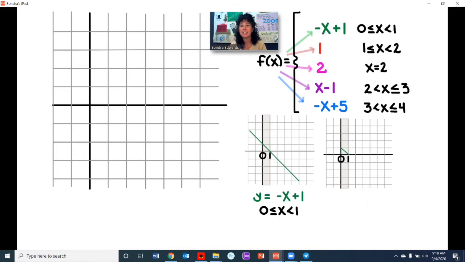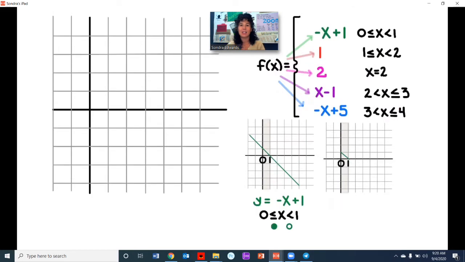But now I need to consider those endpoints. Since we have less than or equal to for the 0, the endpoint on the left is going to be a solid dot, and then plain less than 1, that's going to be an open dot for the endpoint. So let's put in a closed dot and an open dot. Here's my closed dot endpoint and my open dot.